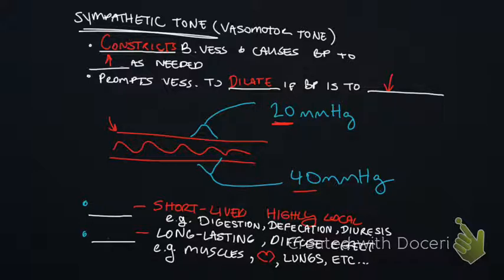Your sympathetic exerts long-lasting or diffuse effects. So your sympathetic nervous system has longer lasting effects than the parasympathetic autonomic nervous system and is more diffuse. So parasympathetic is short-lived and highly localized.